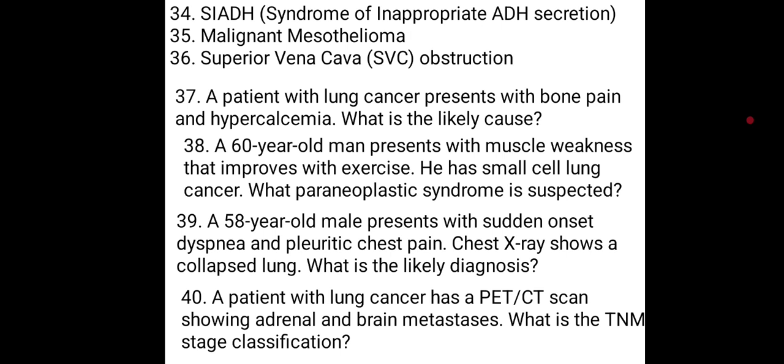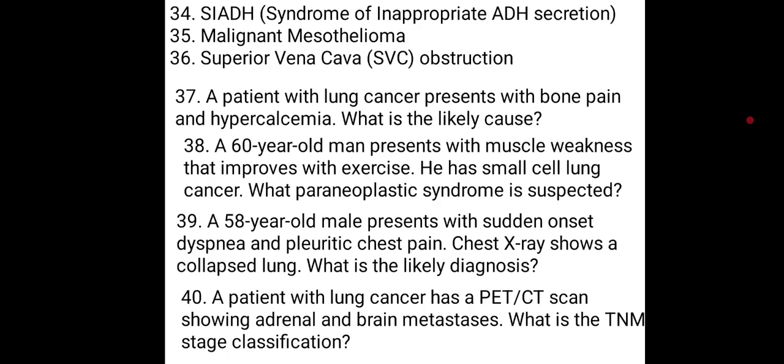39. A 58-year-old male presents with sudden onset dyspnea and pleuritic chest pain. Chest X-ray shows a collapsed lung. What is the likely diagnosis? 40. A patient with lung cancer has a PET or CT scan showing adrenal and brain metastases. What is the TNM stage classification?